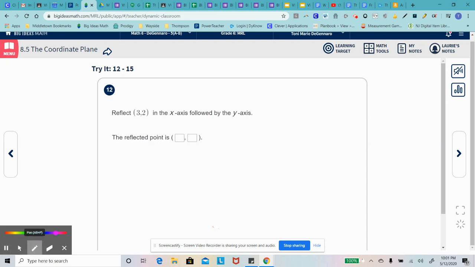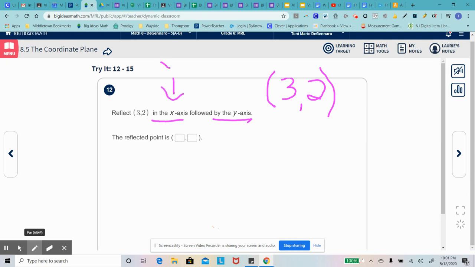All right, so we are going to do numbers 12, 13, 14, and 15 together. So for number 12, we have (3, 2). Now, the way the program wants you to do it, they want you to actually do each step. So we'll do each step for the first one, but then you don't have to for the rest. So for (3, 2), it says in the x-axis, then followed by the y-axis. If you're doing the x-axis, that means for your y you find the opposite. And when you're doing the y-axis, that means for your x you look for the opposite.